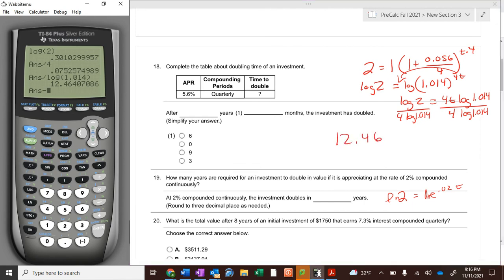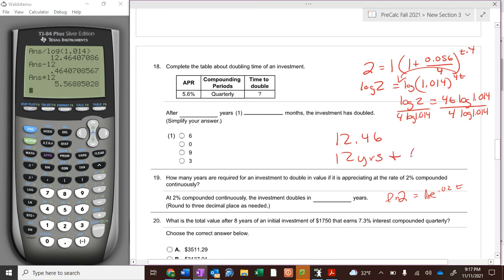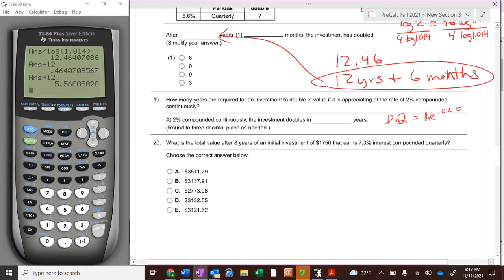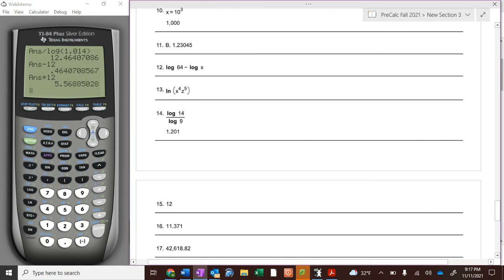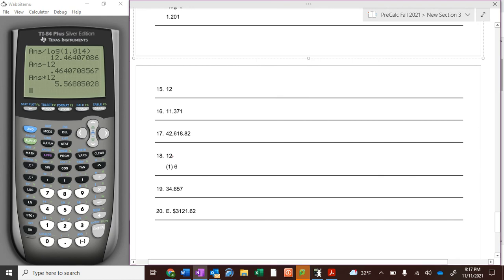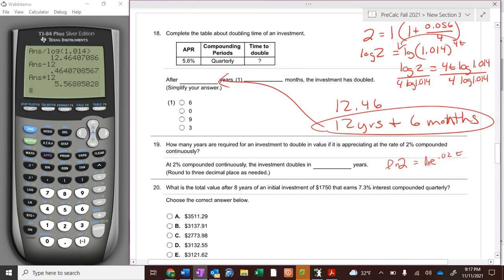And then you just subtract off the 12, and that's the percentage of a year. If you take it times 12 months, you get the exact number of months, 5.56. So it's 12 years and 6 months. 12 years and 6 months goes in there. Let me check the answer. That's number 18. 12 years, 6 months. Okay.